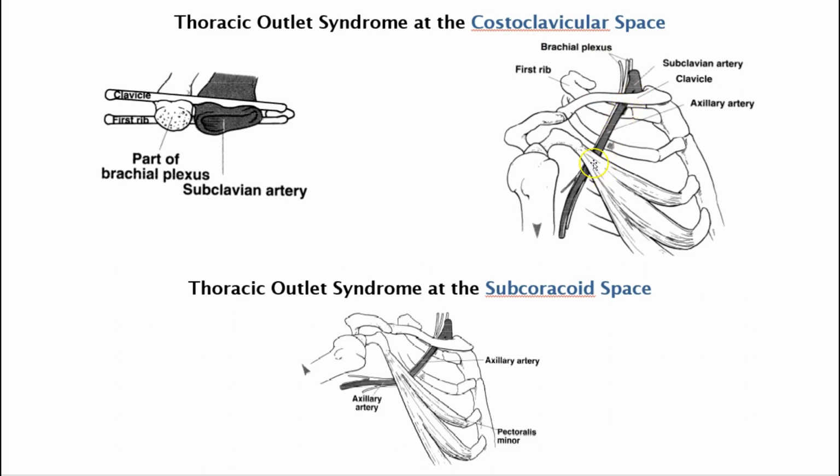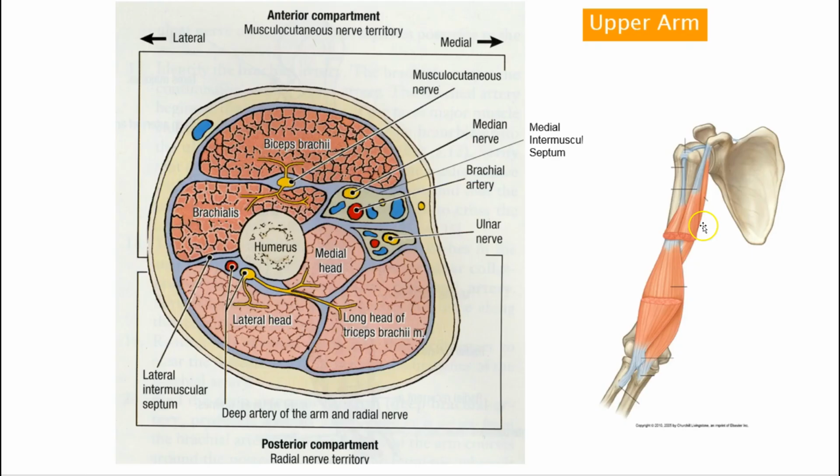Looking inferiorly, we can start to make out this subcoracoid space as well, and we can see that here with an issue with either a very tight pectoralis minor muscle that could compress the vasculature. It's usually the vasculature in this area. Or if there's a tilt again in the scapula, it could compress either the axillary artery or a part of the brachial plexus. So let's move down from the axilla into the arm.